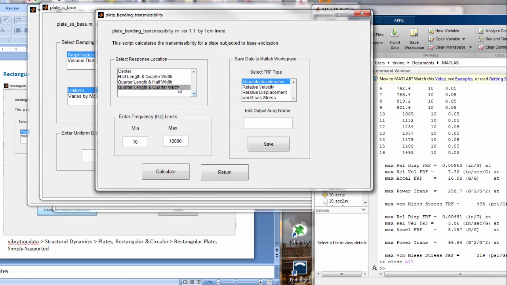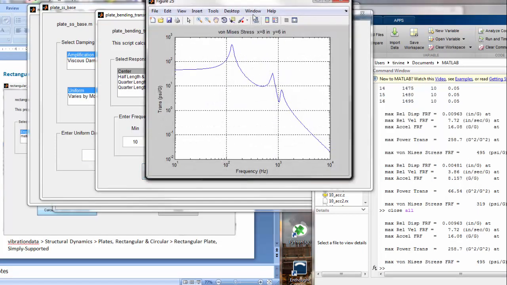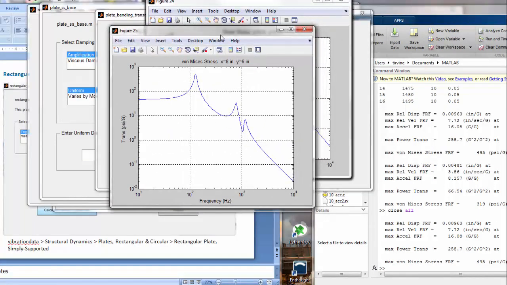Okay, let's go back to the centers real quick to rerun anyways. And so here's the von Mises stress. This is the transmissibility for the center location of the simply supported plate. So we have the transmissibility, the PSI, that's the stress, divided by G. And you can see the modal peak here, spectral peak at 128 hertz.